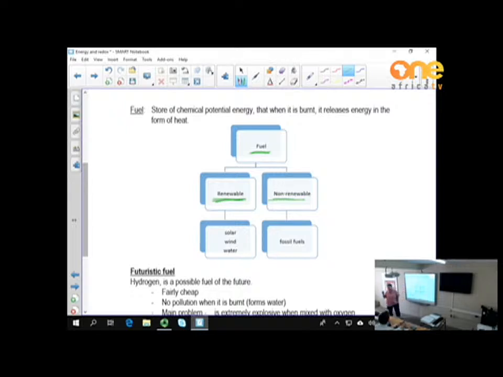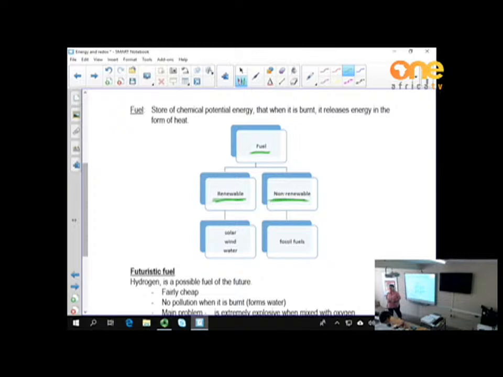Renewable fuels can be replaced in a short or reasonable period of time. Non-renewable fuels take very long to form. Now, at this point, we classify the fossil fuels, coal, petrol, diesel, as being non-renewable. Although, if I plant sunflowers, harvest the seeds, and use the oil from the seeds to produce petrol or diesel, then is my diesel renewable or non-renewable? It is renewable. Okay, so you must go and have a look at the situation.